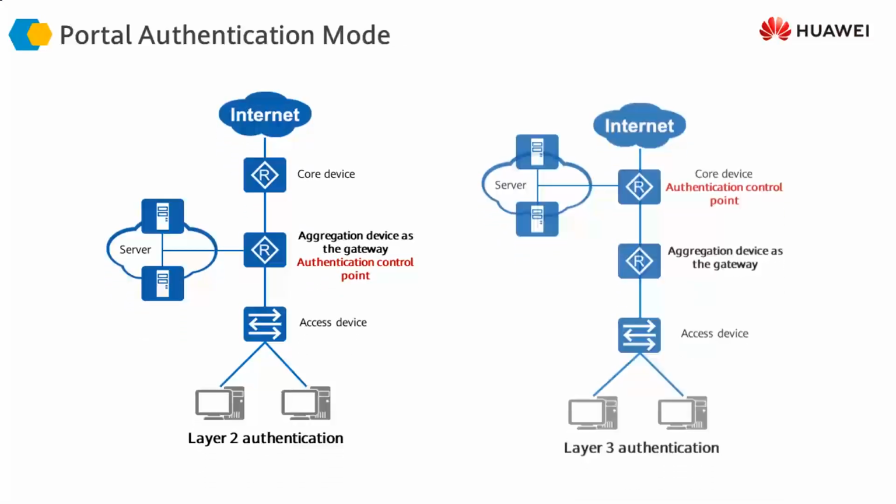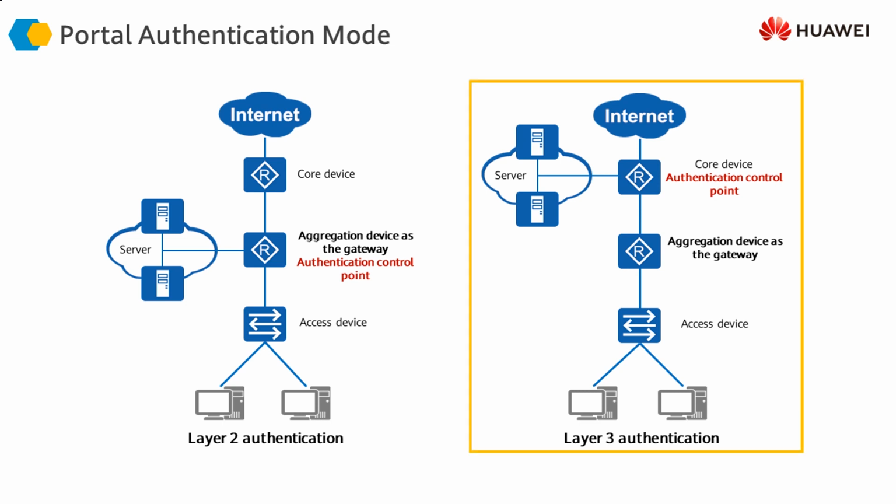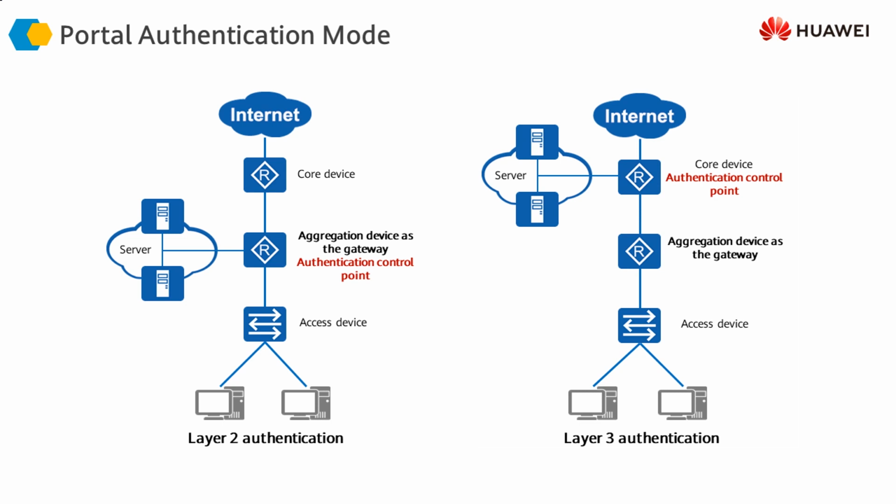We can have 2 different modes of portal authentication. In one mode, we can have layer 2 authentication, and the other one is called layer 3 authentication mode. In layer 2 authentication mode, the terminals are connected to the authentication device through the same layer 2 infrastructure, through the same layer 2 network. However, in layer 3 mode, for example, the terminals are connected to the authentication point through a layer 3 network. They are not directly connected to the point of authentication through a layer 2 connection. It's a layer 3 connection, which means that they are connected to different networks.